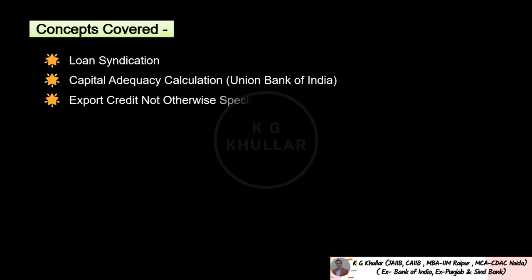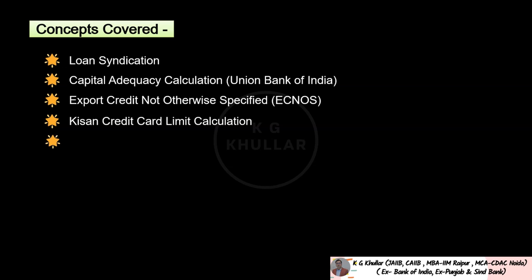Now the concepts that we will cover today: the first one is loan syndication. Then we will also cover capital adequacy calculation for this year's balance sheet of Union Bank of India. Then next we will cover the ECNOS concept, that is export credit not otherwise specified. Then Kisan credit card limit calculation. Then we will also cover differential stamp duty. Then the concept of DCCO for infra projects, that is date of commencement of commercial operations.